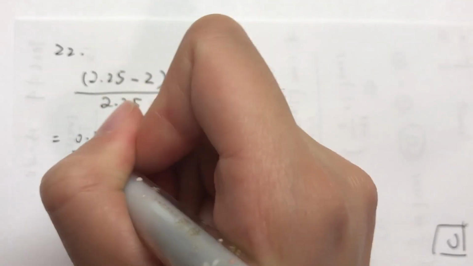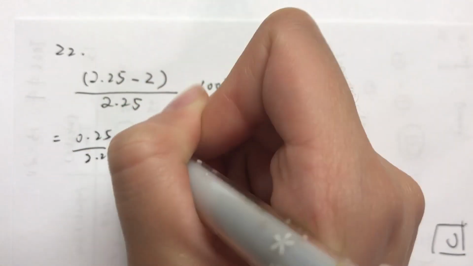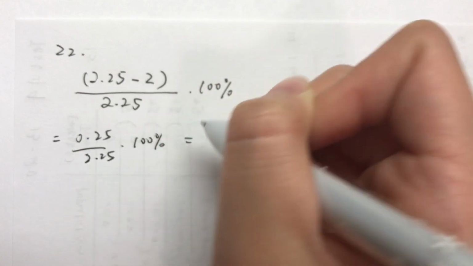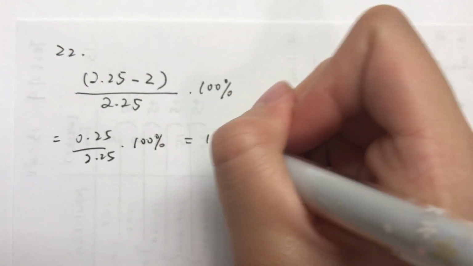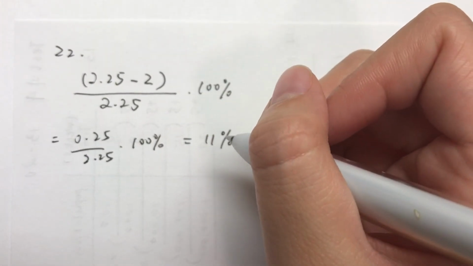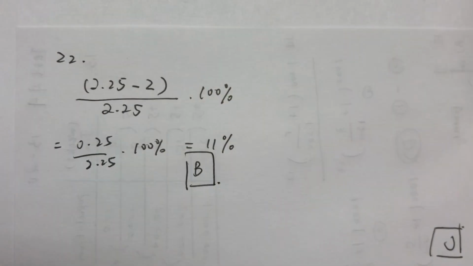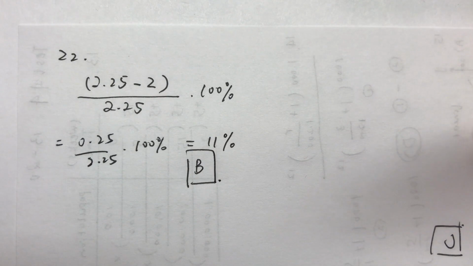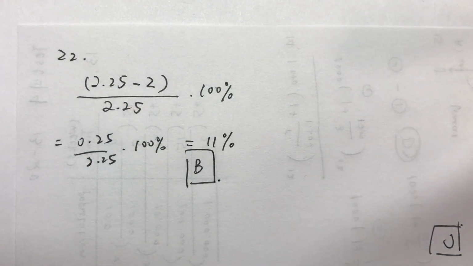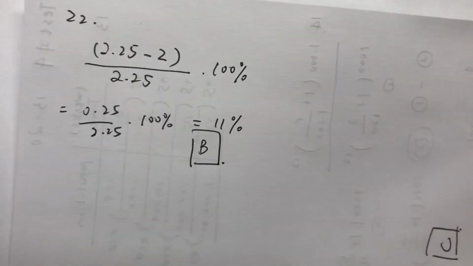After some calculation, we get the final answer of 11%. So the correct answer should be choice B. Okay, so we finish question 22. Then we move on to question 23.